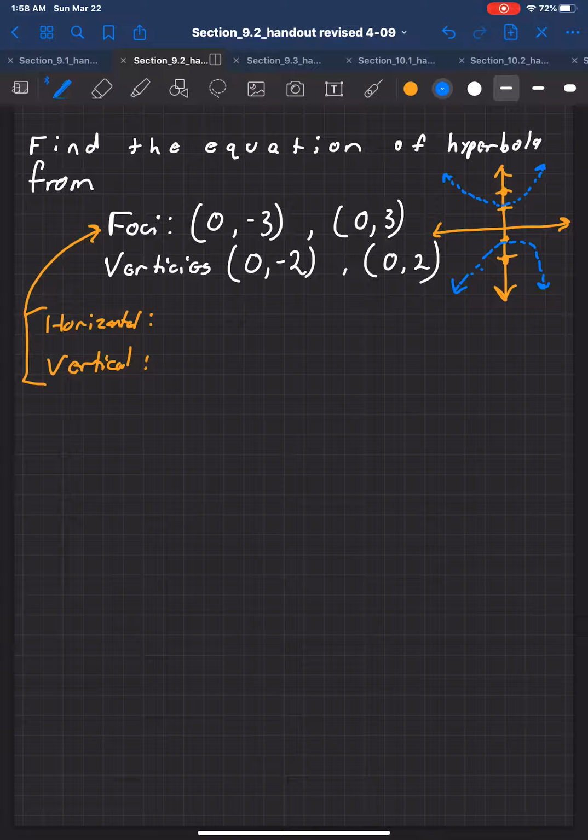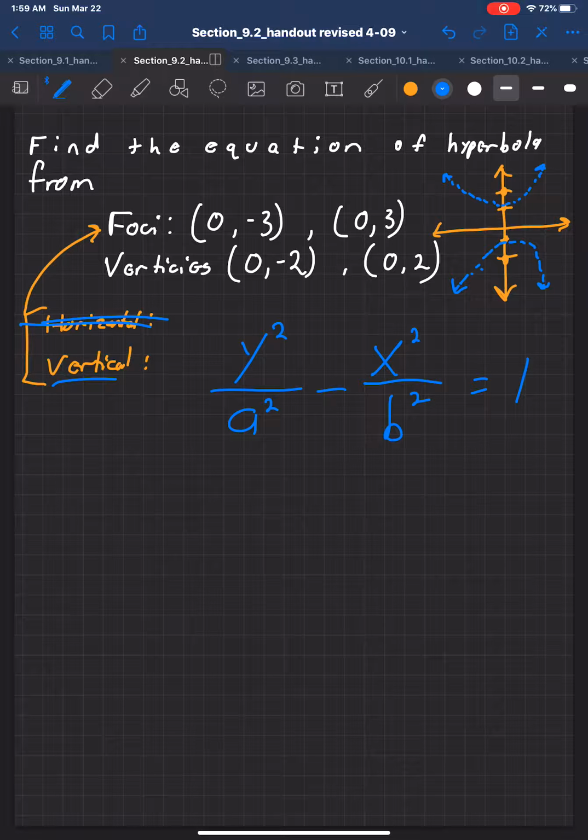Okay, so just from the location of the focal points, I can figure out that this is definitely a vertical hyperbola. And if you recall, when it comes to a vertical hyperbola, the x squared is the negative term, right? Remember me saying that. So for a vertical, we're going to have y squared over a squared minus x squared over b squared is equal to 1. So x squared is negative in a vertical hyperbola.